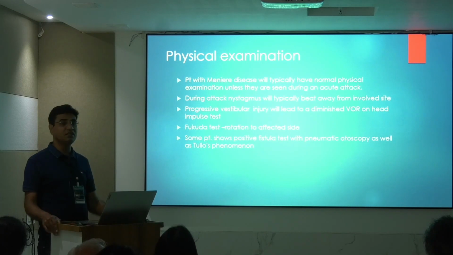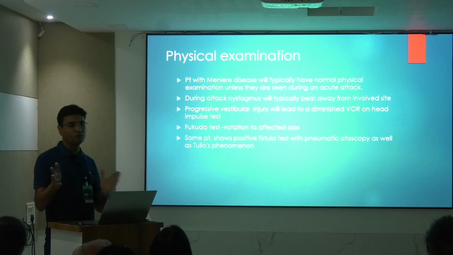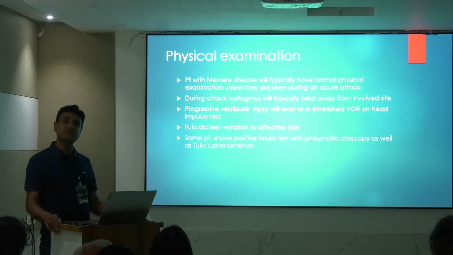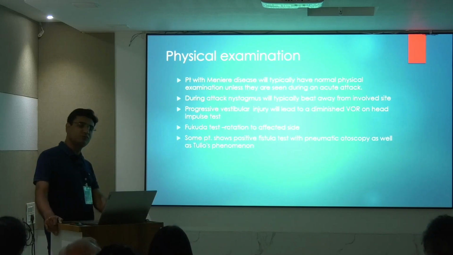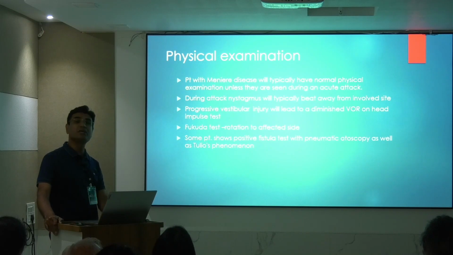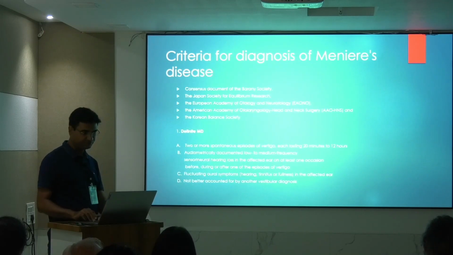Progressive vestibular injury may have produced an abnormal vestibulo-ocular reflex, and we may find an abnormal head impulse test. The patient may have a rotation when we do the stepping test, and some of the patients will show a positive fistula test on pneumatic otoscopy as well as positive physiometry.